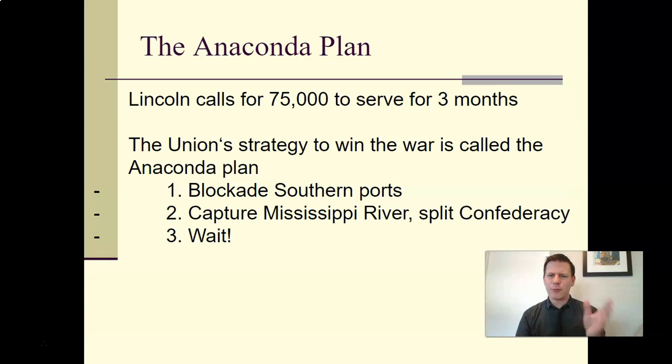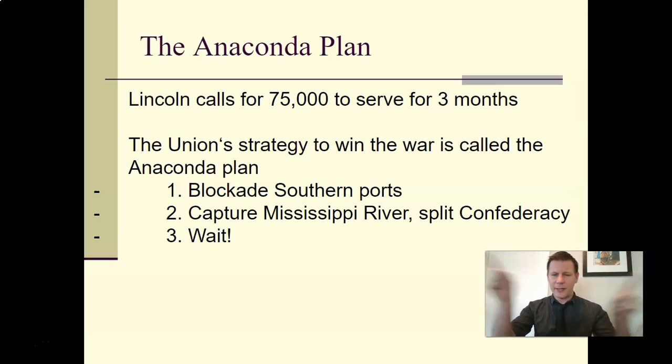Number 2, capture the Mississippi River. The South does not have many railroads, as we'll see. The Mississippi was like the big highway that goes through. And if you could capture the Mississippi, not only do you take away their main source of transportation, you split the Confederacy into 2, divide and conquer. It would be much, much easier. And then you kind of wait. The whole plan was just to strangle the Confederacy, and eventually they would quit and surrender. That was the idea, once pressure has been put onto them.